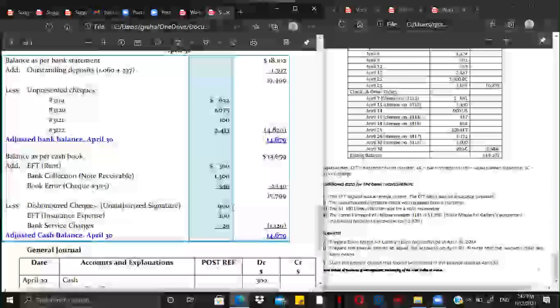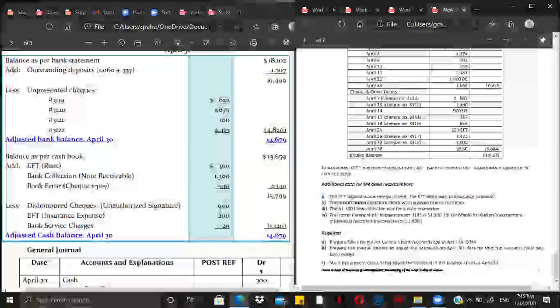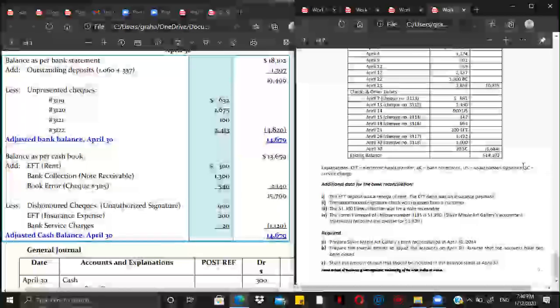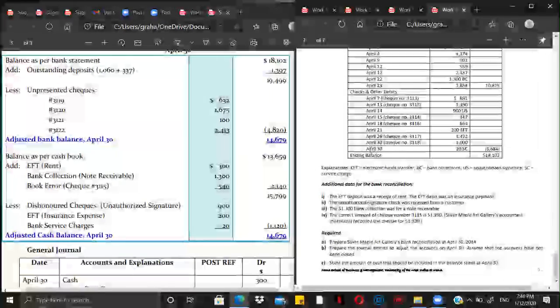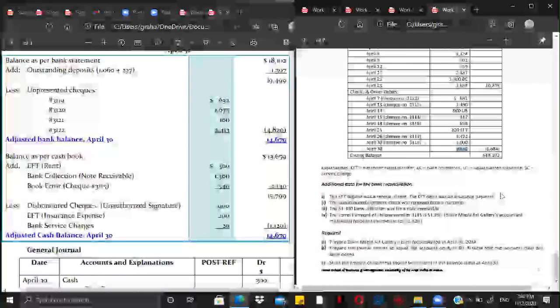So these are the checks that we, Silver Maple Art, the business, would have paid out that were not presented for payment. So they basically were not recorded in the bank statement. So let me go over that.